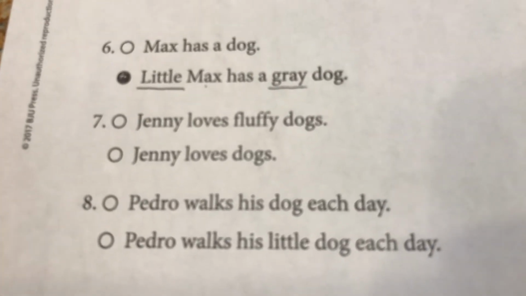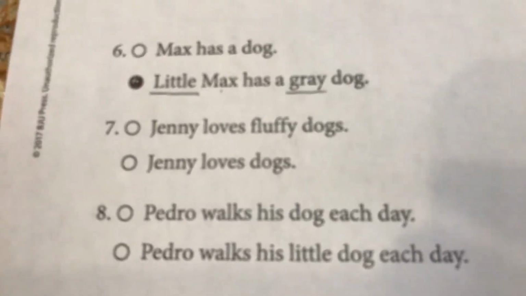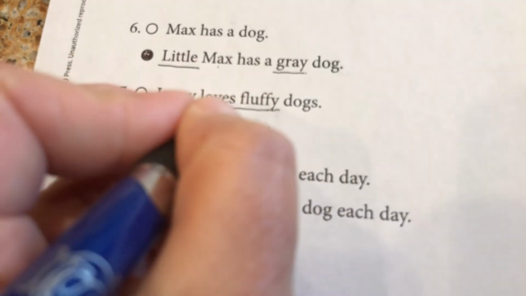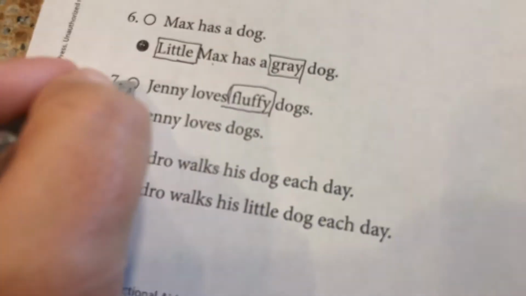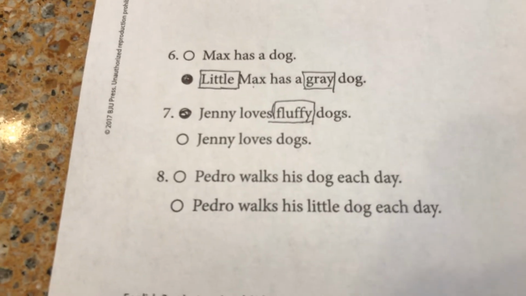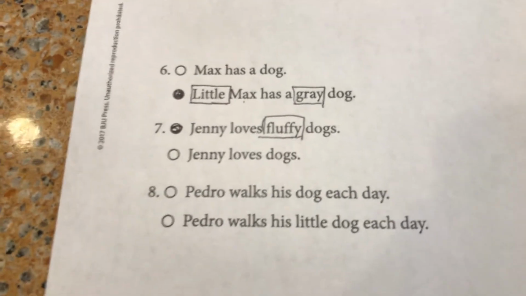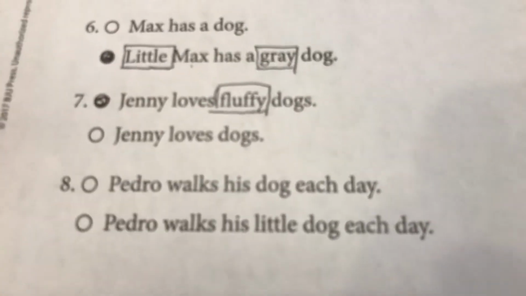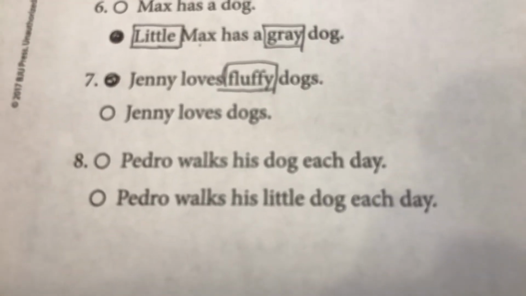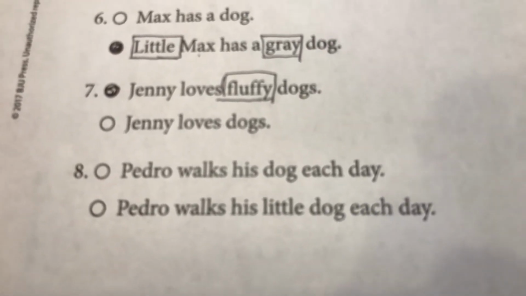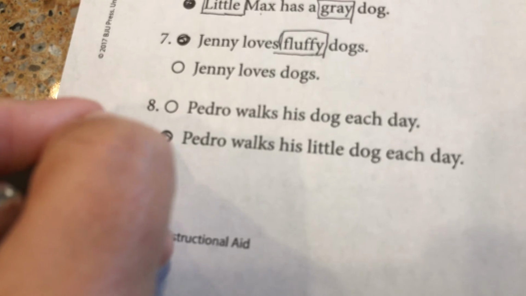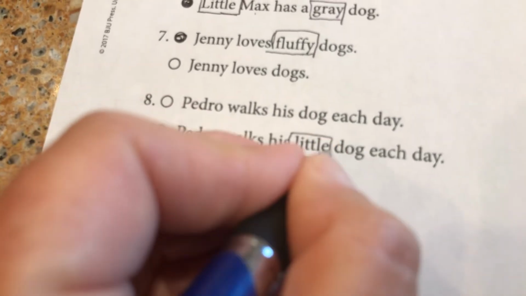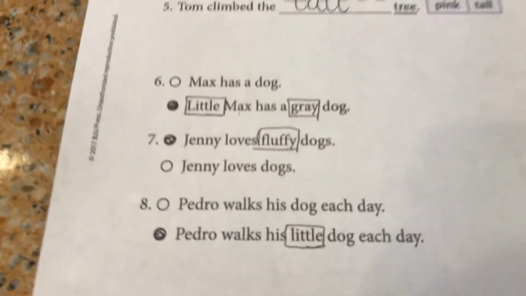Jenny loves fluffy dogs, or Jenny loves dogs. Well, I think Jenny loves fluffy dogs creates a better picture in my mind because I can see the kind of dog that she likes. If I just say Jenny loves dogs, that could be any dog. But fluffy dog lets me know that it must have a lot of hair or fur. Pedro walks his dog each day, or Pedro walks his little dog each day. So I'm going to choose the second sentence because the word little tells me more about Pedro's dog.